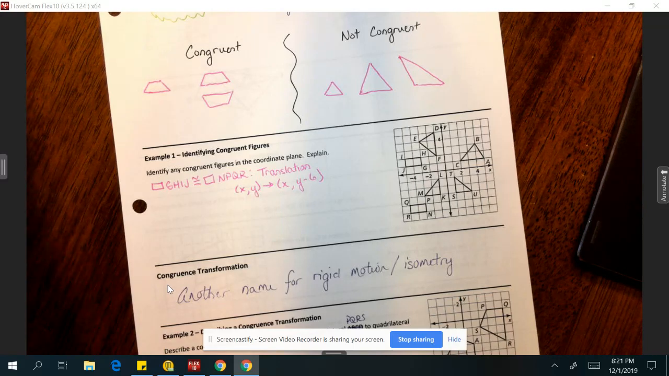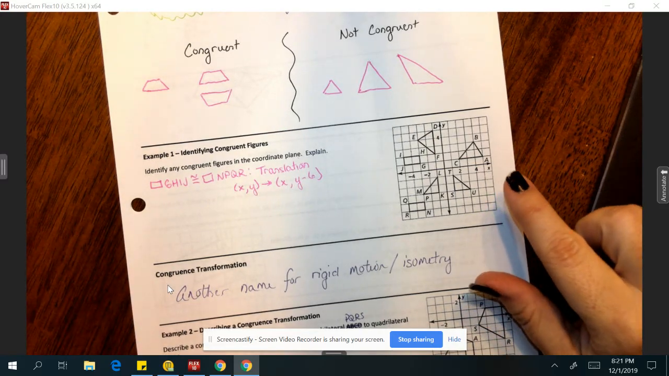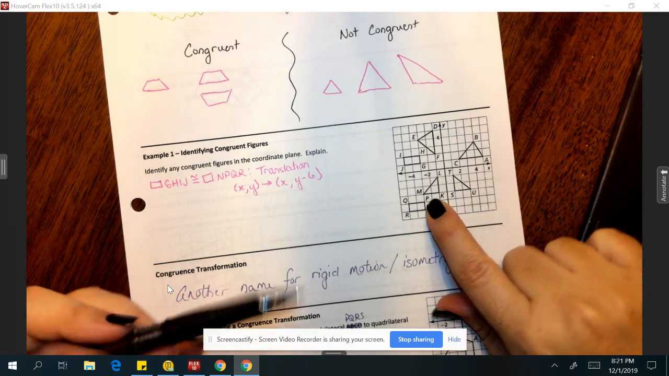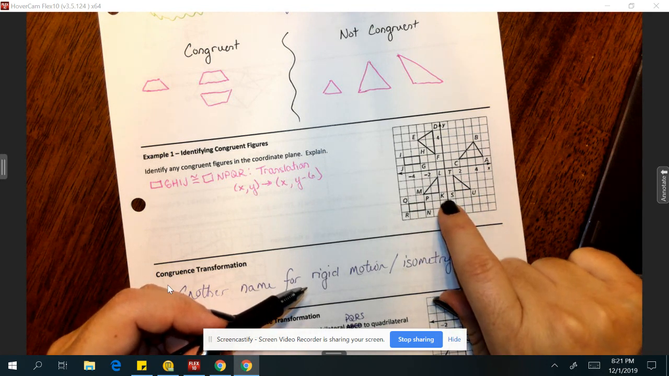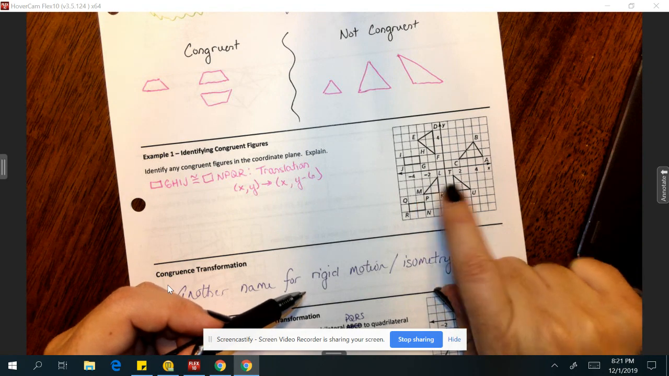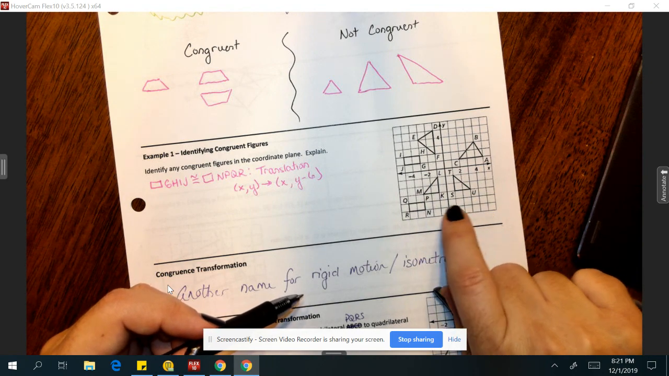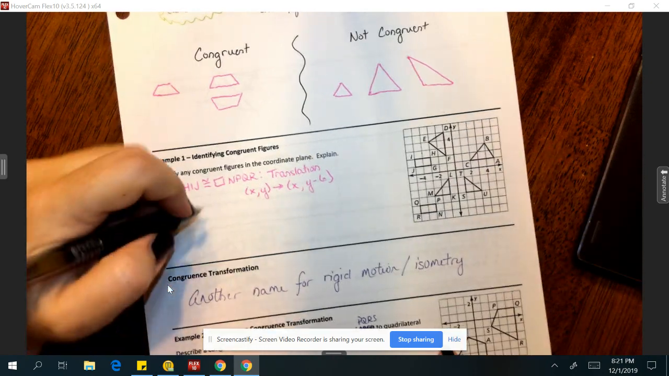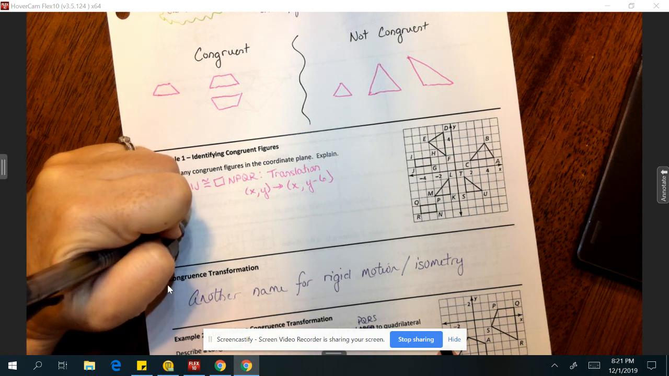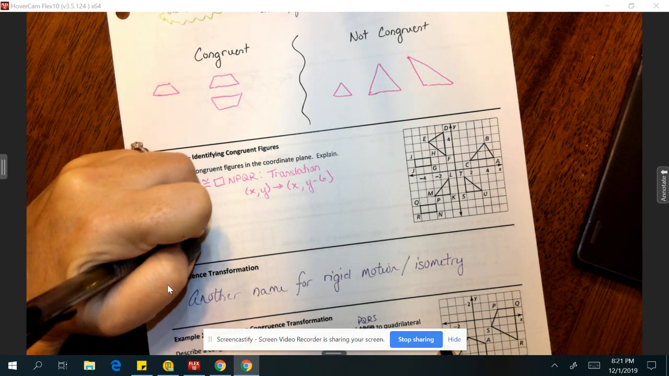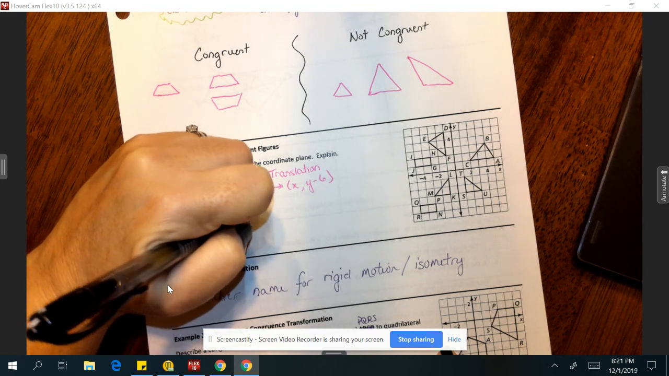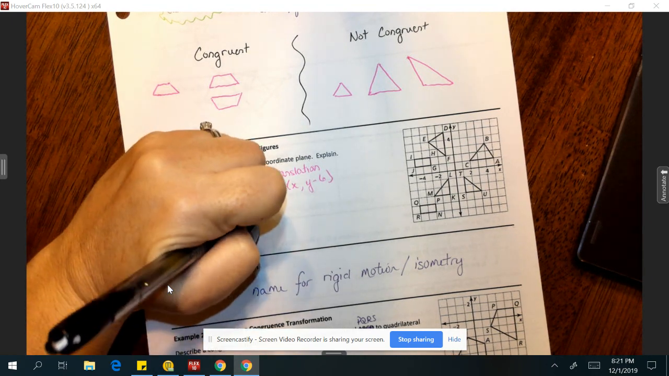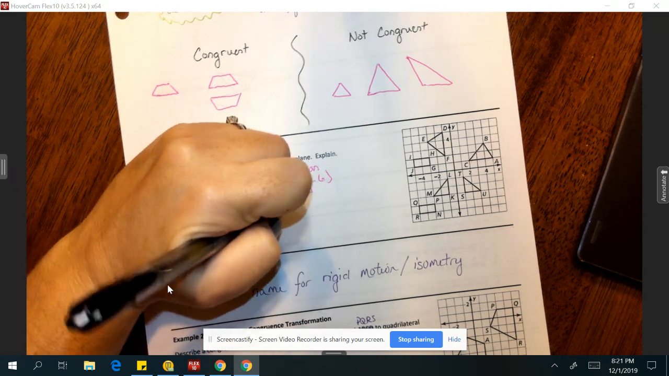Okay, so the next one that's congruent, I'm going to use triangle KLM. It looks like it's congruent to this one over here. KLM would go with STU. And those two are congruent by a reflection. It looks like it reflected over the y-axis. So to write it out, write triangle KLM is congruent to triangle STU, and the reason is a reflection over the y-axis.